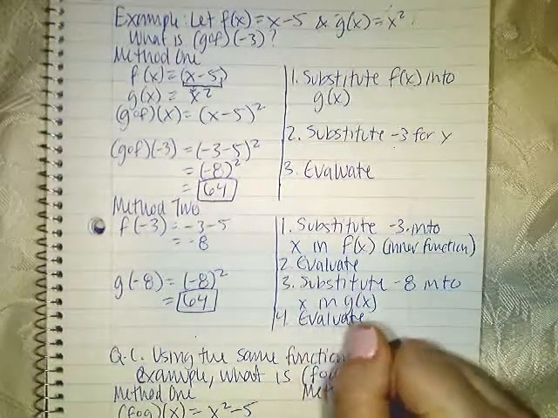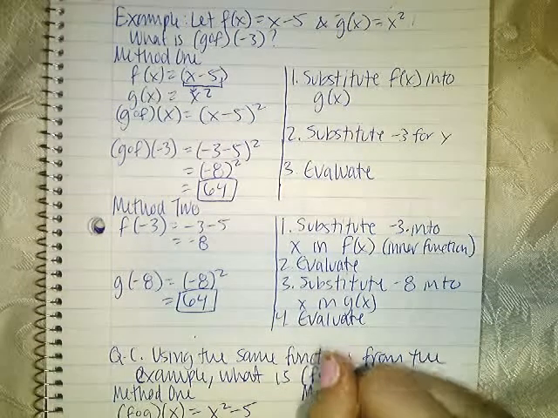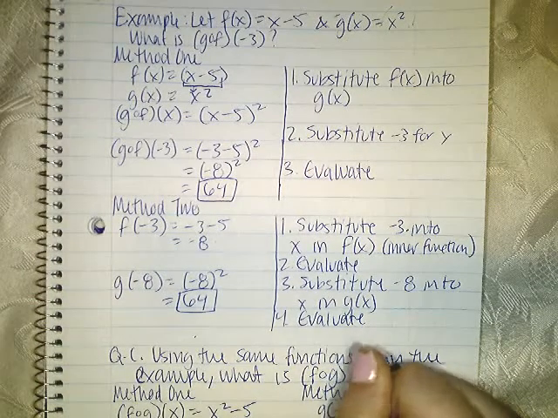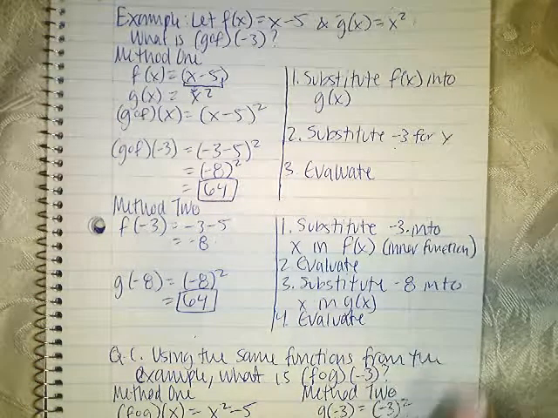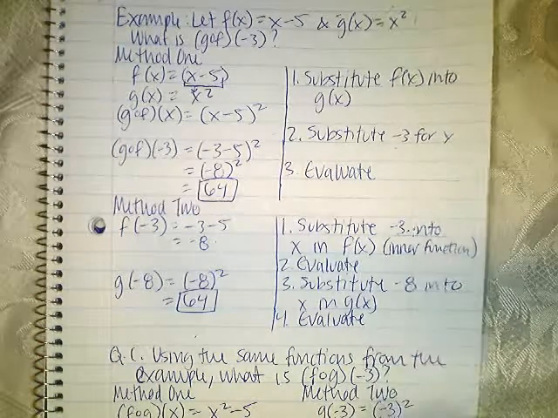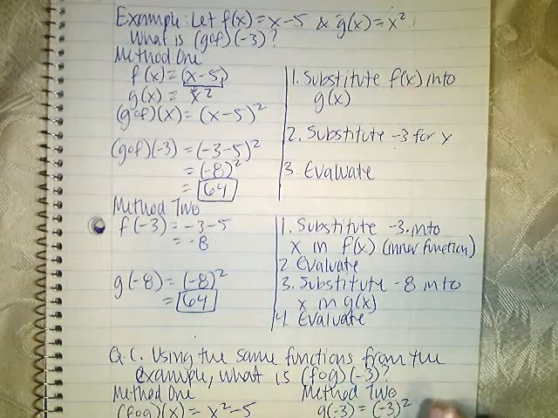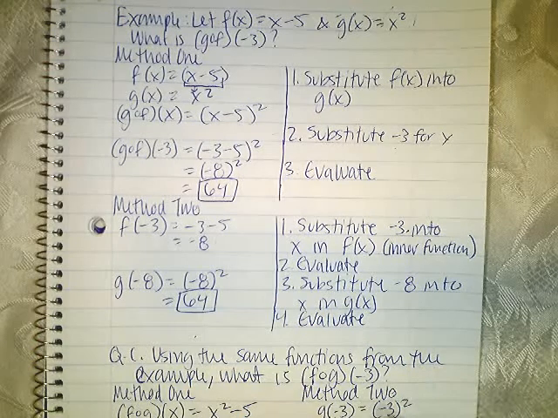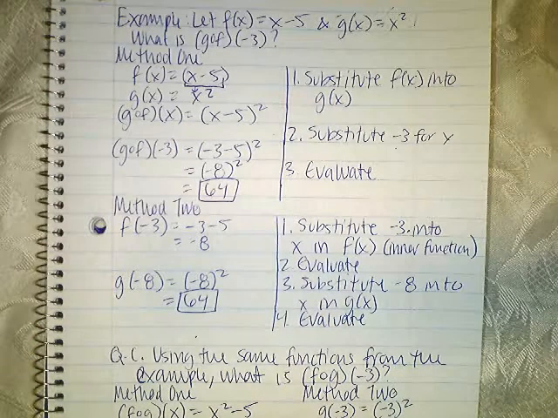So then there's method 2. If you prefer method 2, I'm going to plug -3 into g first. So when I do that, I get (-3) squared, which becomes 9. Then I'm plugging 9 into f of x. So I get f of 9, which is 9 minus 5. And that gives me 4, which is, again, the same answer.